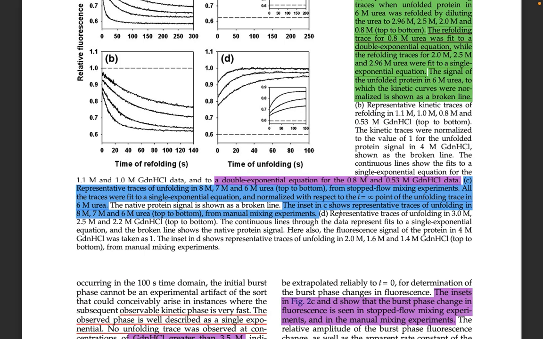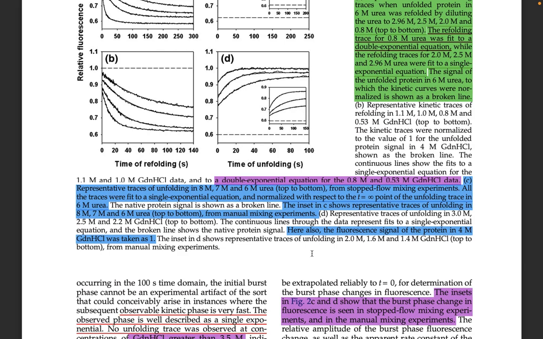Now D shows representative traces of unfolding in 3 molar, 2.5 molar, 2.2 molar guanidinium hydrochloride, top to bottom. The continuous lines represent fits to a single exponential equation, and broken lines show the native protein signal. Here also the fluorescence signal of the protein in 4 molar guanidinium hydrochloride was taken as 1.